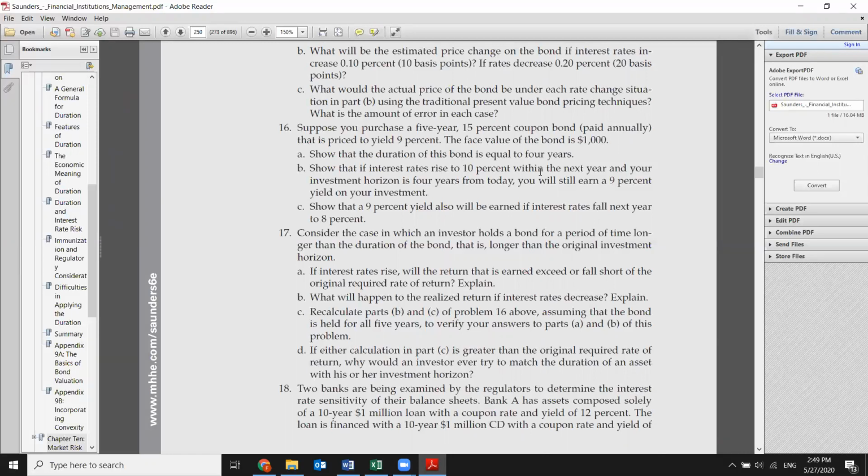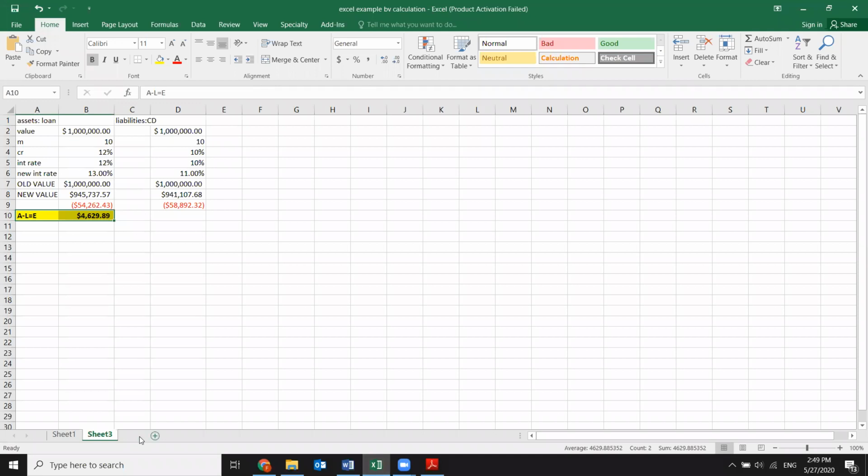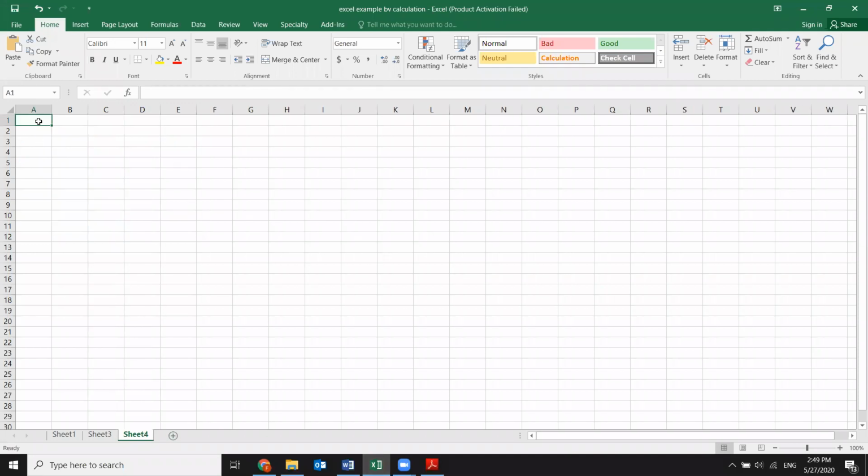So we need to construct a 4-year calculation, is it 4? It's 5. I'm sorry, misread. It's 5 years. So here we do the same thing. I'm going to be very quick. T, cash flow, discounted cash flow.